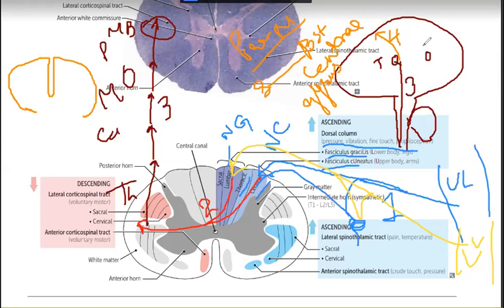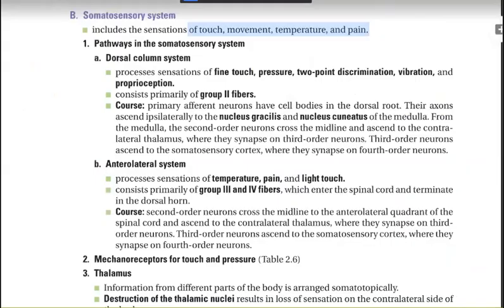Okay, and now I will take you to, I'm clearing this drawing, okay? So let's go back to your BRS book. Now you understand what they have written here. Let's read the course again. Primary afferent neurons have cell bodies in the dorsal root, okay? The spinal cord, oh, I have such a bad drawing.